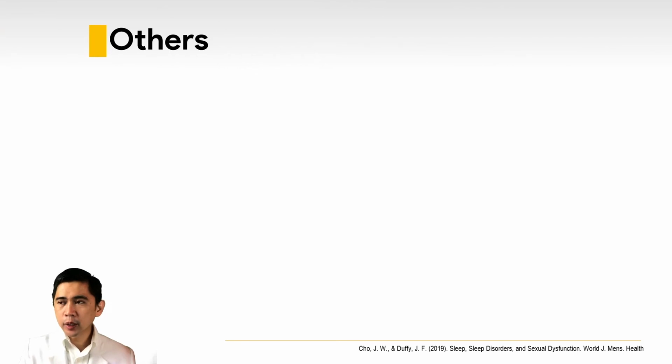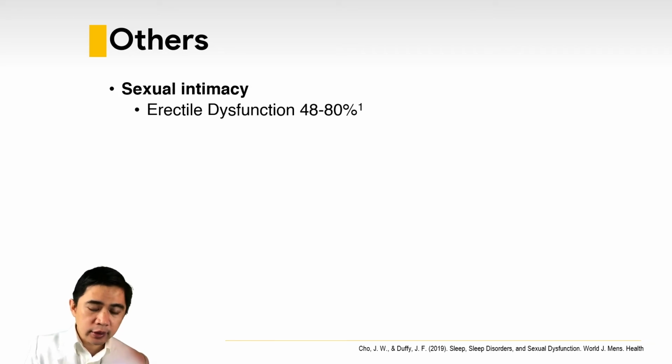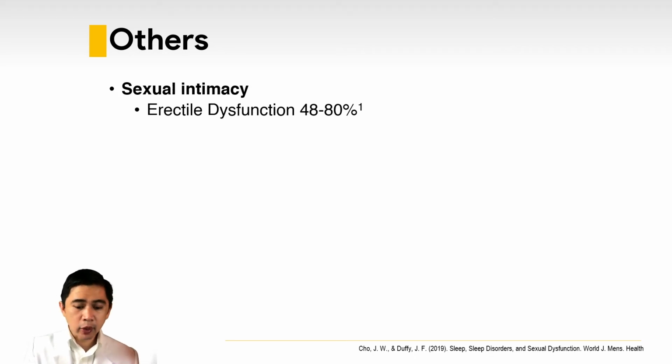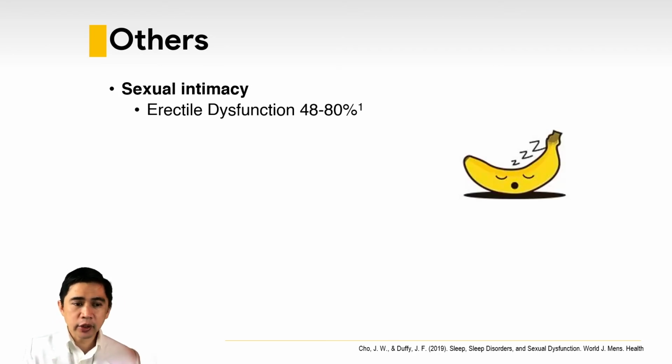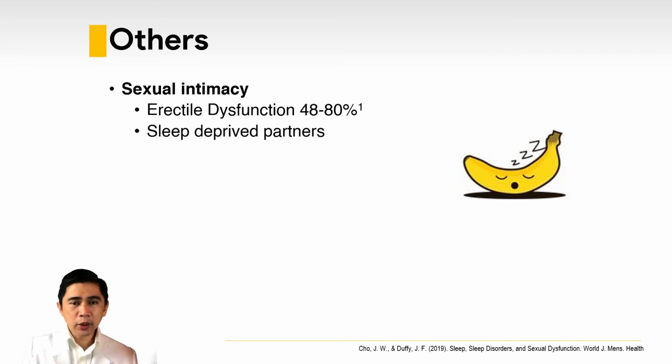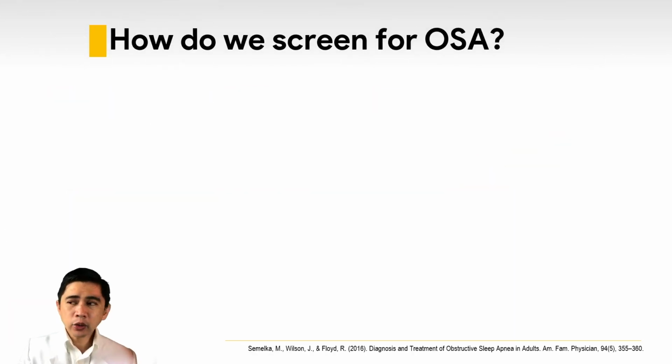OSA will also have problems in other aspects like sexual intimacy. It has been shown in different studies that if you have intermittent hypoxia during your sleep because of OSA, you have a risk for erectile dysfunction. It's around 48 to 80%. And they also noticed that if you correct OSA, the ED will also improve. Sexual intimacy is also partly affected because of sleep-deprived partners. If your partner is snoring so much, then you will also have sleep deprivation, and it will affect your relationship.